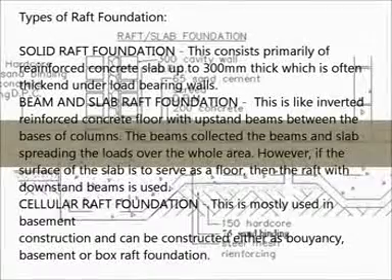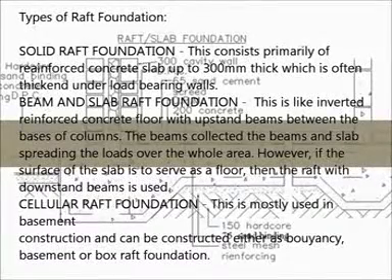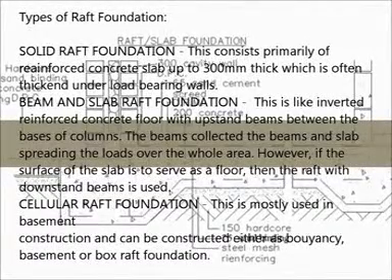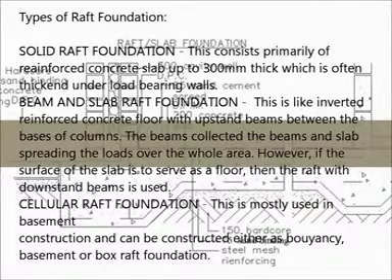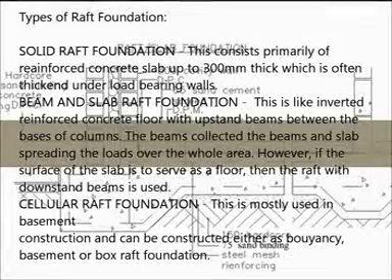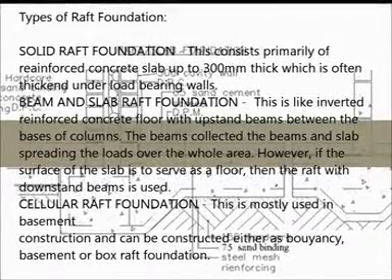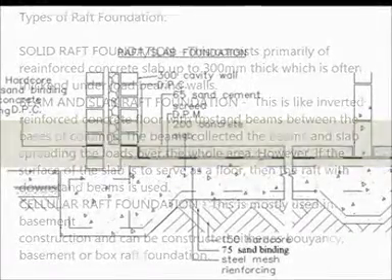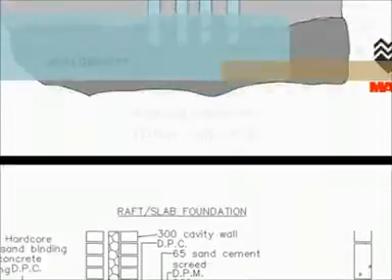However, if the surface of the slab is to serve as a floor, then the raft with downstand beams is used. Cellular raft foundation. This is mostly used in basement construction, and can be constructed either as a buoyancy, basement or box raft foundation. Pile foundation.